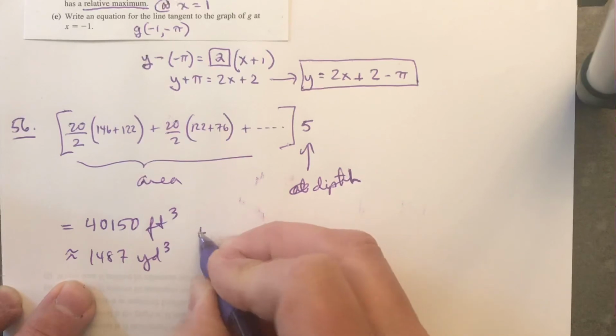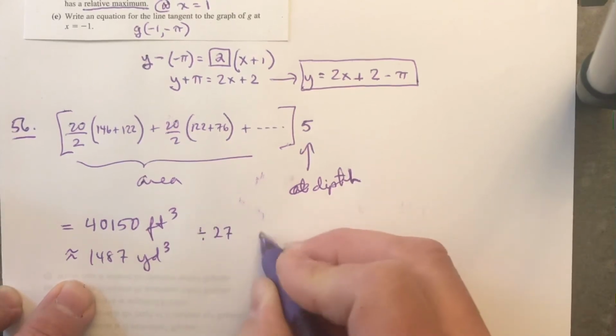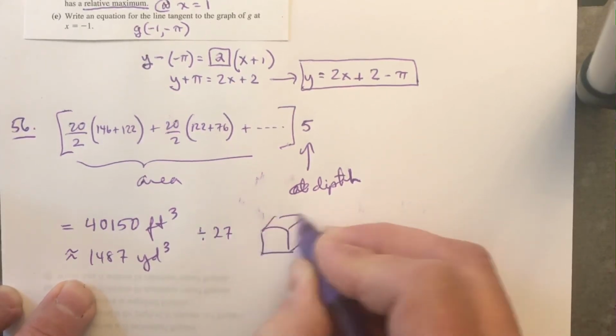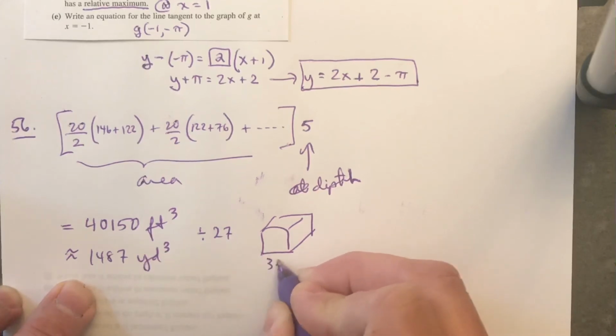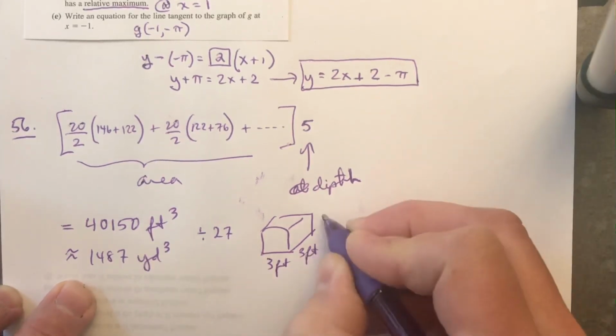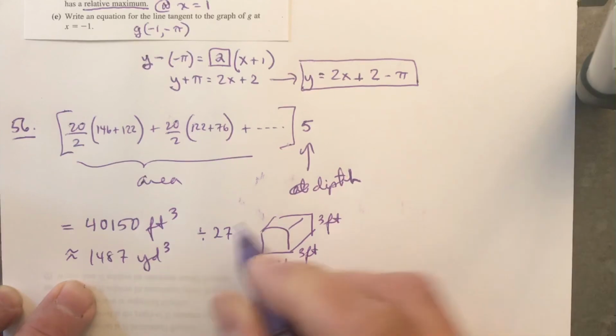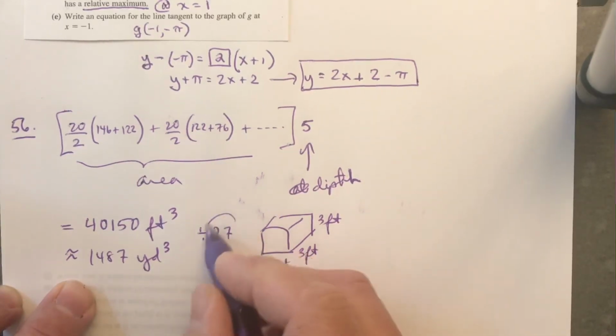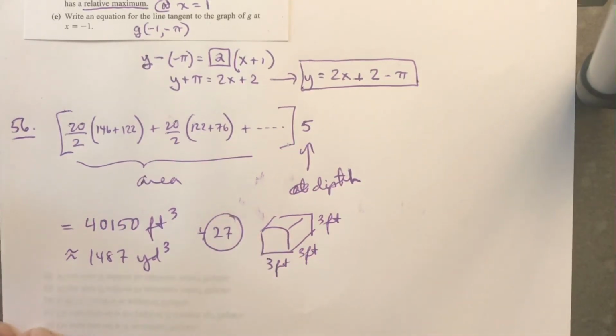And the way we do that is we divide by 27, because in a cubic yard it's 3 feet by 3 feet by 3 feet. And so in 1 cubic yard there are 27 cubic feet.